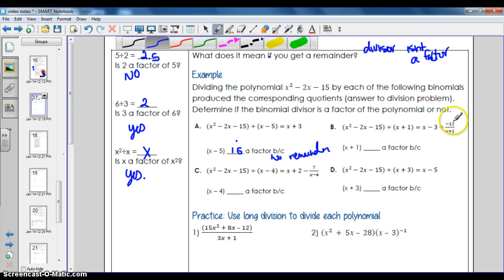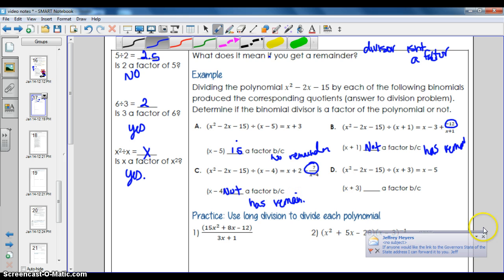All right, over here, what's that? That's a remainder. So this is a no, not a factor because it has a remainder. Over here, what's that? Remainder, not a factor because it has a remainder. That last one, hopefully you're thinking about the fact that there's no remainder, so this is a factor.